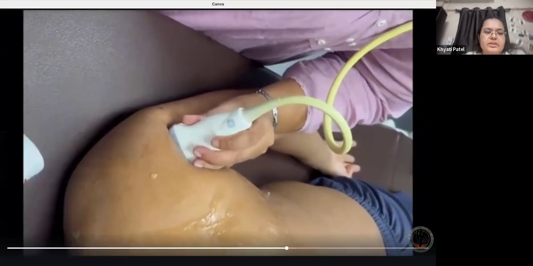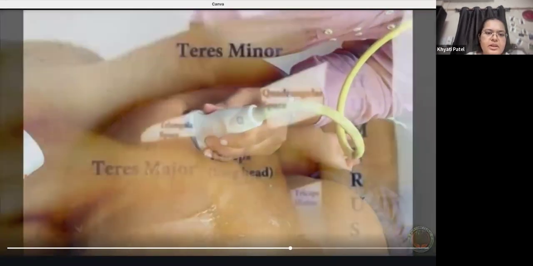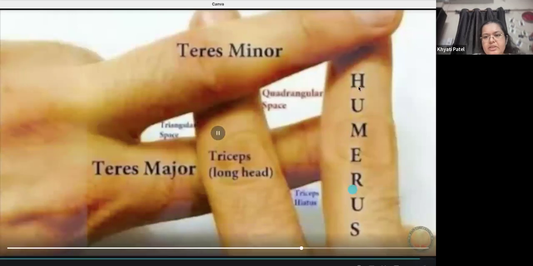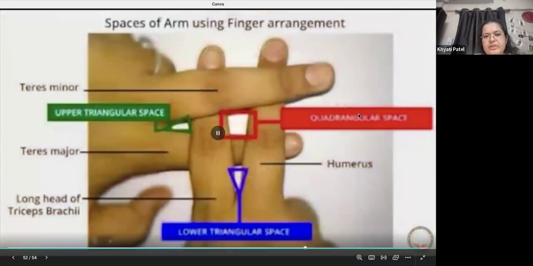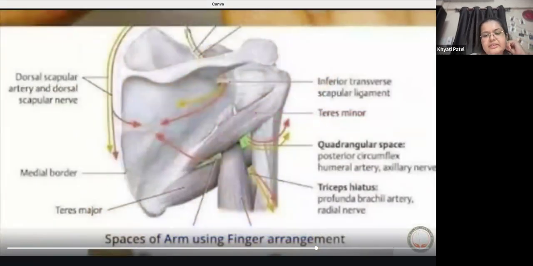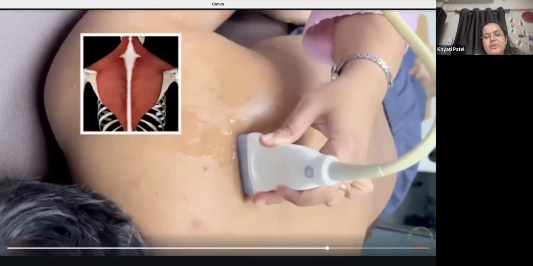So that will be the image. This is one interesting picture I found, where that is the humerus. The first finger is the triceps, and this is helpful when you are giving axillary block, either for PRF or for anesthesia. The posterior quadrangular space from where the posterior circumflex artery and axillary nerves come out.